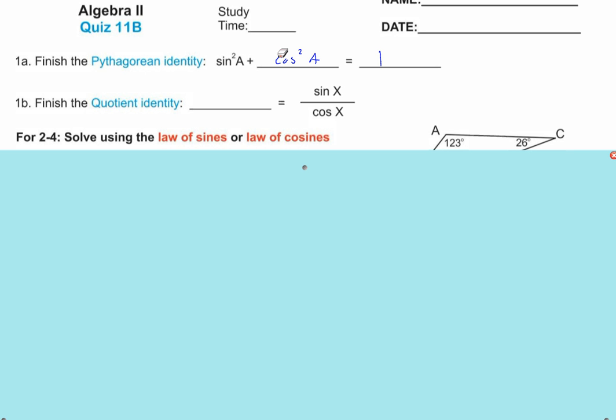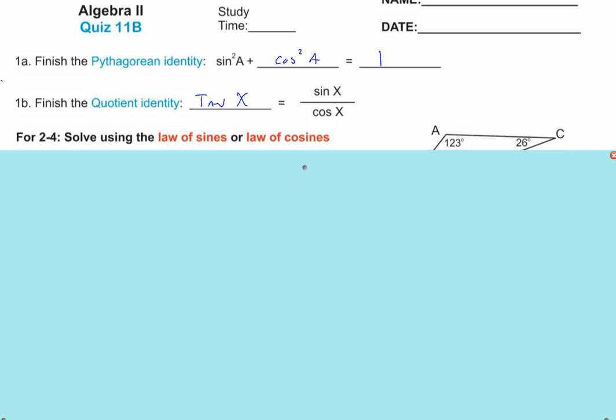I'm frozen, huh? So sine squared A plus cosine squared A equals 1. And then the second one, the tangent of x is the sine over the cosine.